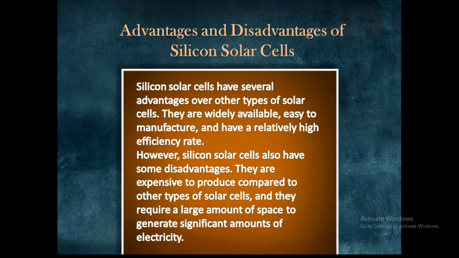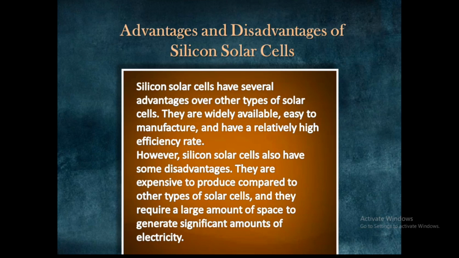Now let us see the advantages and disadvantages of silicon solar cells. Silicon solar cells have several advantages over other types of solar cells. They are widely available, easy to manufacture, and have a relatively high efficiency rate compared to other solar cells.